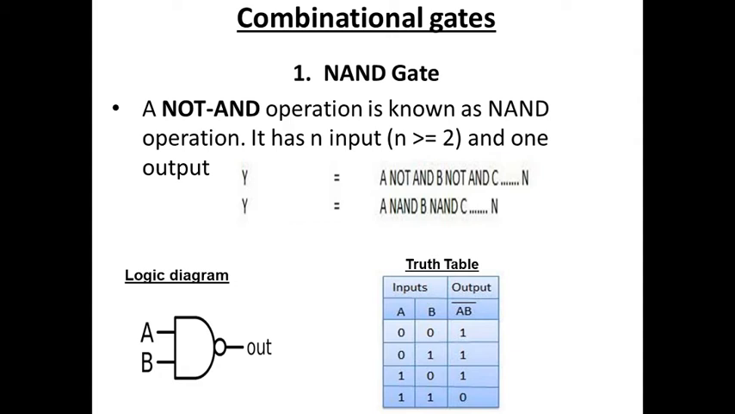Next are the combinational gates. Basic gates we have seen, AND gate, OR gate, NOT gate. Now the combination of these gates will form the NAND gate and NOR gate. These are called combinational gates. The first one is a NAND gate. NAND stands for what? It's a NOT AND, meaning we are combining these two gates. Now NAND, so Y is equal to A NAND B. Now see the symbol here. It's basically an AND gate and there is a bubble attached to it.